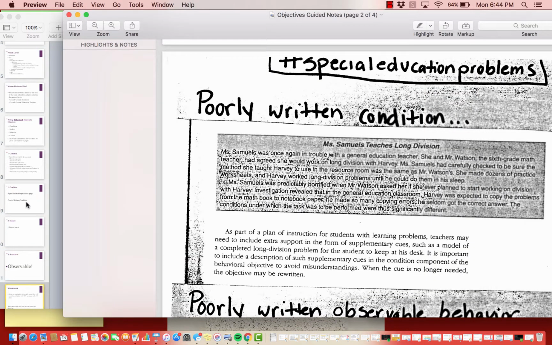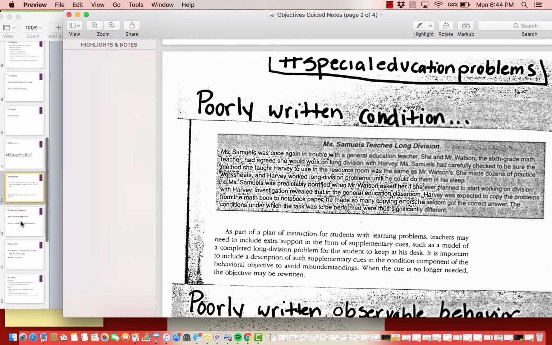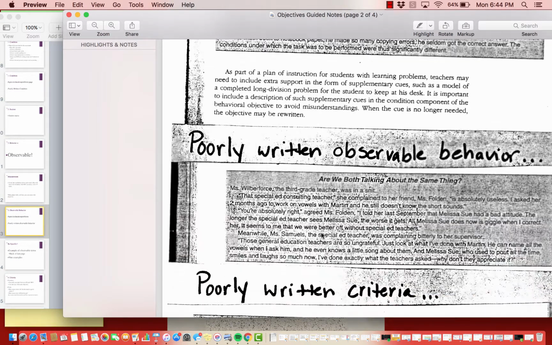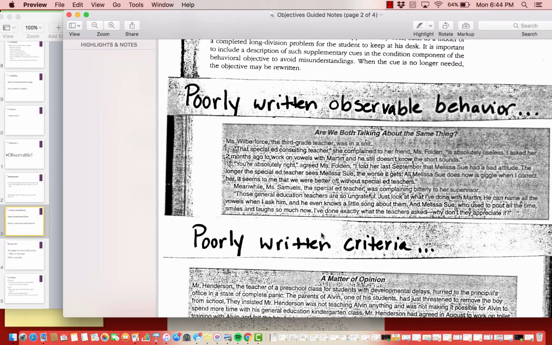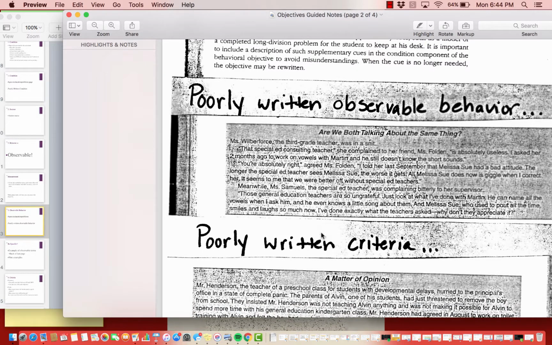So let's look at the special education problems, the behavior aspect. Again, I'm going to ask you to pause this. I'm going to ask you to read this scenario, and then I want you to write down the two teachers in the scenario, Ms. Wilberforce and Ms. Fulton. I want you to write down what each of them believe the observable behavior is, and they're not the same. So go ahead and pause it.